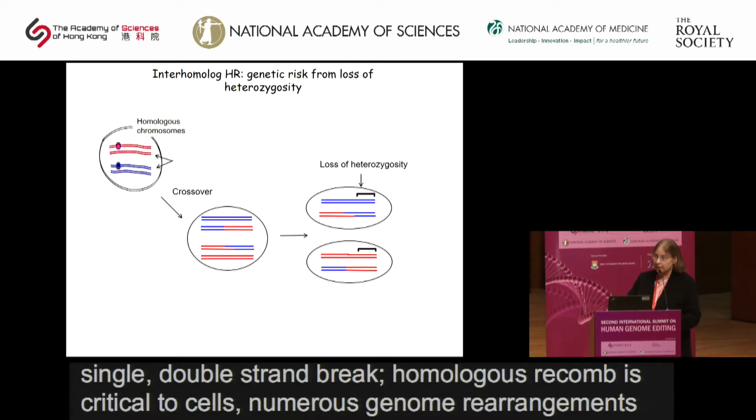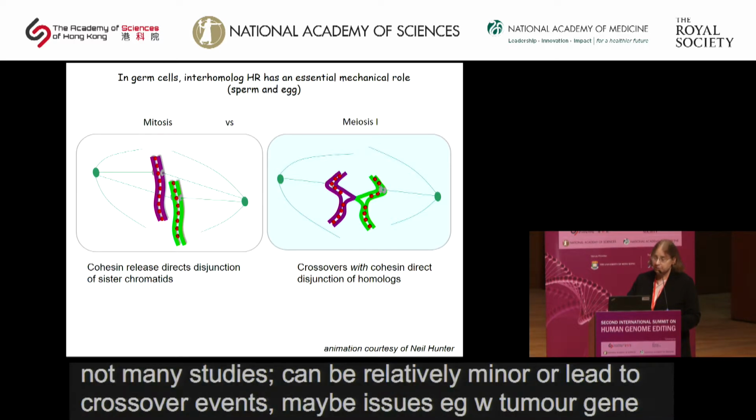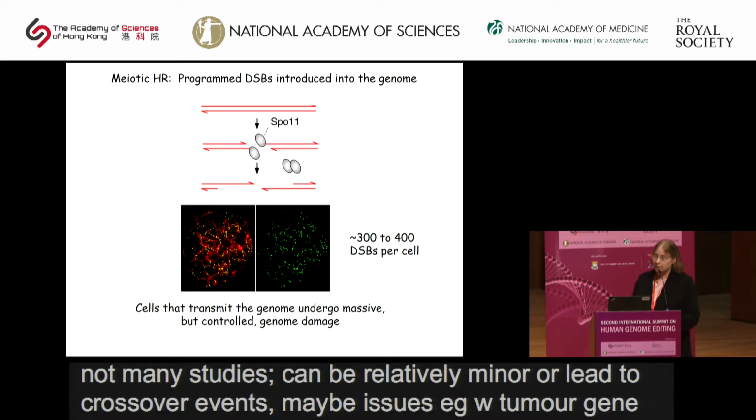But interhomolog recombination is absolutely critical in germ cell development for making sperm and eggs, and that's because of its mechanical role for segregating homologous chromosomes. And so in the absence of recombination, then the chromosomes can never congress at the metaphase plate to accurately segregate. But one thing to note about this process is that it occurs through the programmed introduction of hundreds of double-strand breaks.